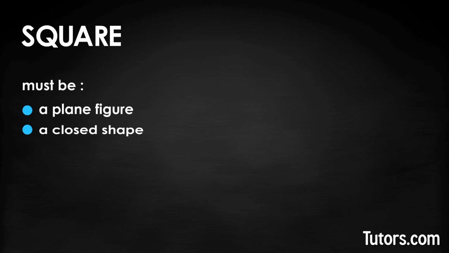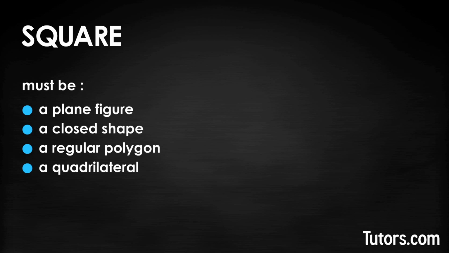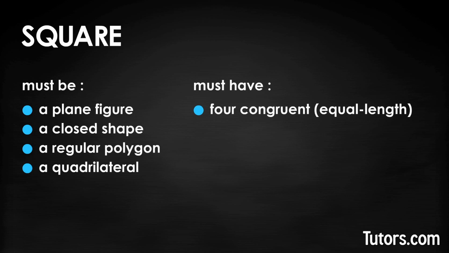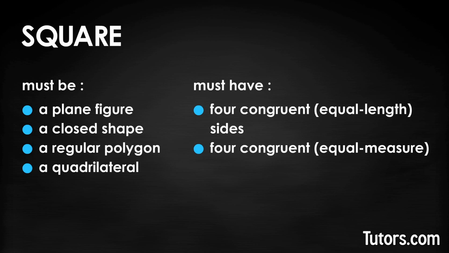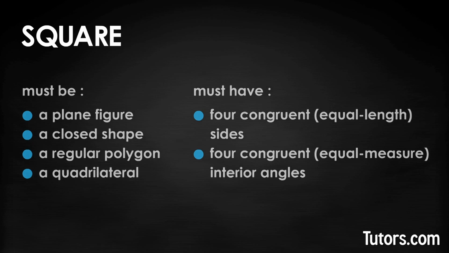Let's begin. What is a square? To be a square, a shape must be all these things: a plane figure, a closed shape, a regular polygon, and a quadrilateral. A square must have these two things: 1. 4 congruent equal-length sides, and 2. 4 congruent equal-measure interior angles.